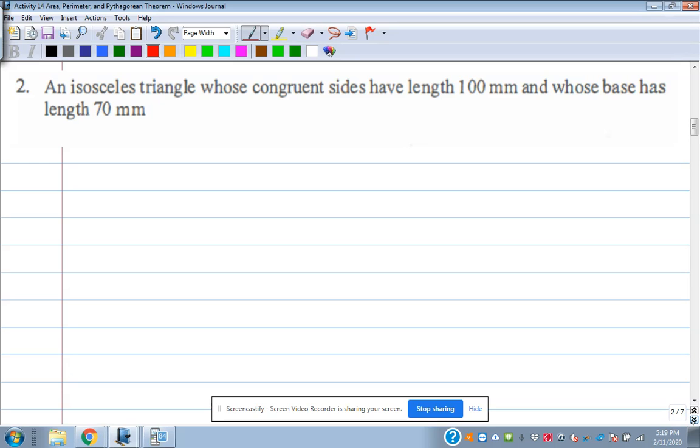All right, isosceles triangle. What is an isosceles triangle? What's that mean? At least two sides are congruent to one another, whose congruent sides have lengths of 100 millimeters. So I'm just going to draw an isosceles triangle. It doesn't have to be to scale, so it doesn't really matter. That's isosceles as it comes. 100 millimeters. This side is 100 millimeters, whose base length is 70.